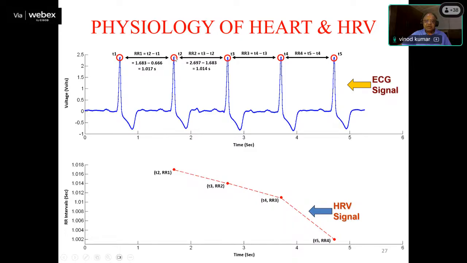So this first R to R interval is 1.017 second. The next interval is 1.014 second. This is the third interval. This is the fourth interval. If I plot these intervals on a time scale, this will be 1.017. This is 1.014. This is still less. This is still less, maybe 1.01. So this is my heart rate variability signal. This is my ECG signal. This is the heart rate variability signal. So we will try to analyze this signal rather than the ECG signal for HRV study.